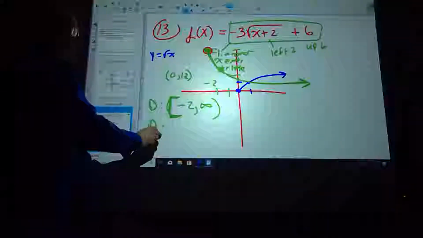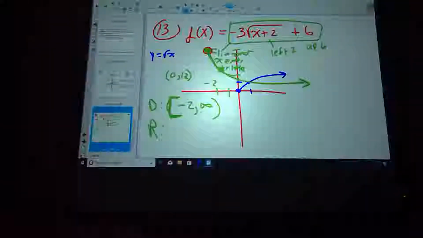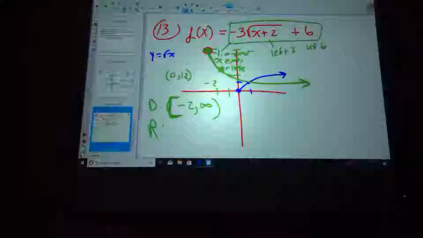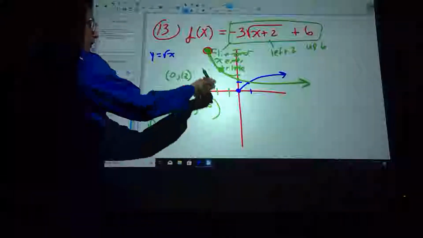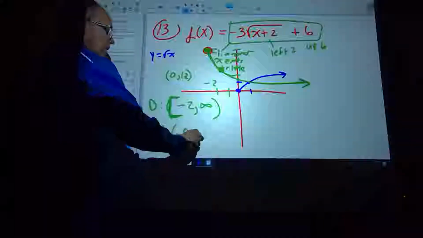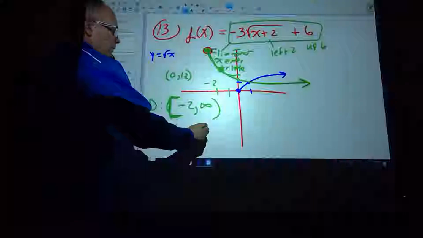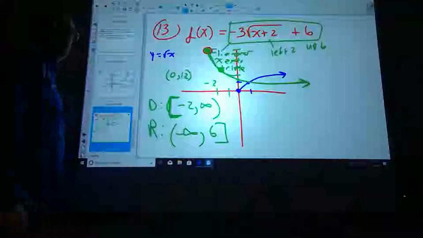And then my range: the highest up I can go is 6. So where was it coming from? It was coming from negative infinity, from down here, and it goes all the way up to 6, square bracket, done.